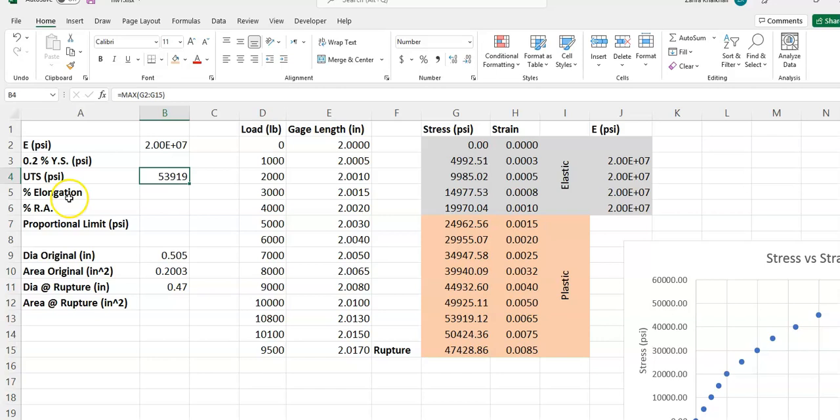Percent elongation would be the elongation of the sample when the rupture happens, multiplied by 100. So here I'm going to add the equation. Select this cell, multiplied by 100. So we have 0.85% elongation in the sample.